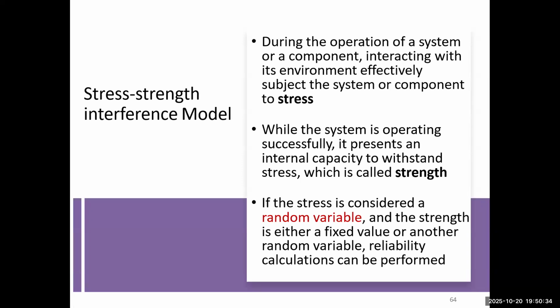Now, in the real world, neither of these is a fixed number. The stress can vary. Think of different heat intensities in a fire. And the strength can also vary due to manufacturing tolerance or material characteristics. So we model both strength and stress as random variables. This is where our interference comes in. Reliability is the probability that the strength distribution stays above the stress distribution, and where these two distributions interfere or overlap, that is the probability of failure.